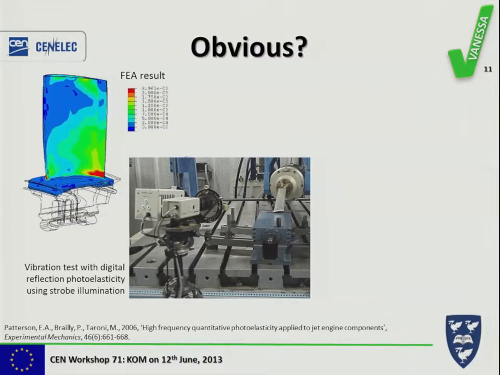We used reflection photoelasticity. We put a coating onto the blade, excited it with an air jet across the tip, which you can see in the right-hand side of this photograph, and then viewed it using a photoelastic polariscope and strobe illumination. And that allowed us to use phase stepping to obtain numerical data about the strain distribution over the surface of the turbine blade.